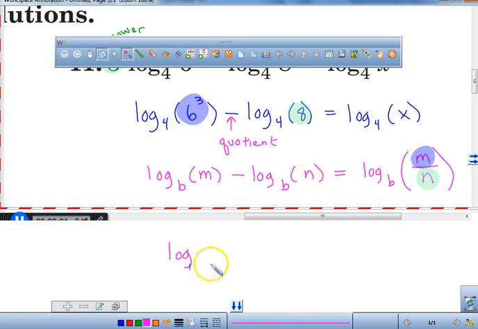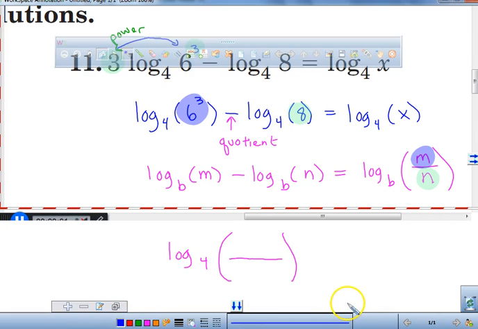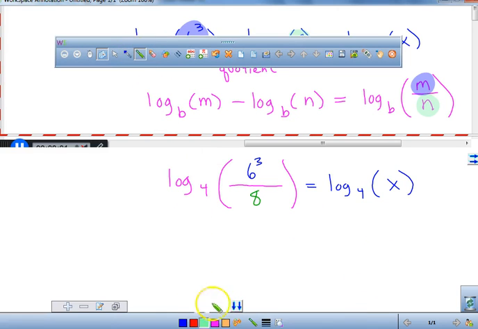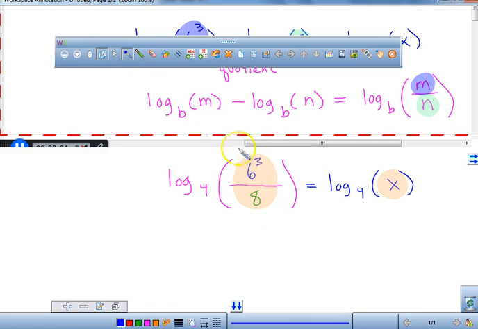So right now, what is our base? Our base is the base 4. What is our value for m? 6 cubed, right? 6 to the third. What is our value for n? 8. And that is going to equal log 4 of x, right here. So all you're telling me is that 6 cubed divided by 8 is going to equal what x is. Now, how do we know that?